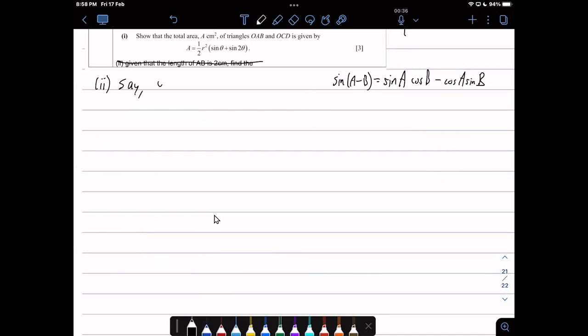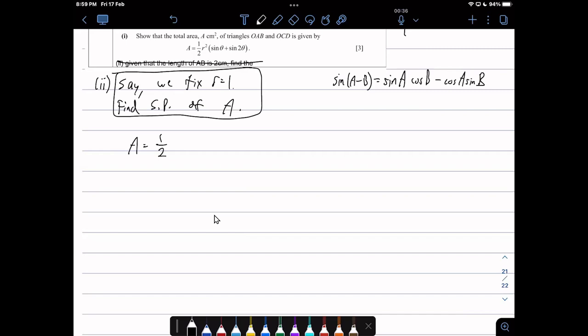Say we fix r equals to 1. Then we want to find the stationary point of A. Differentiate the A. r squared becomes 1, so it becomes half of sine theta plus sine 2 theta. Differentiate this, and determine the nature.